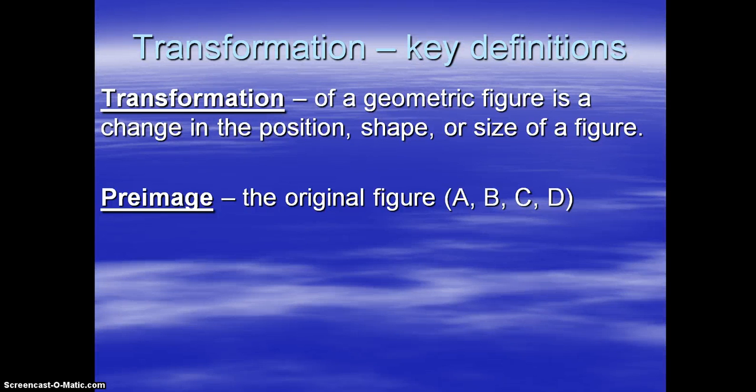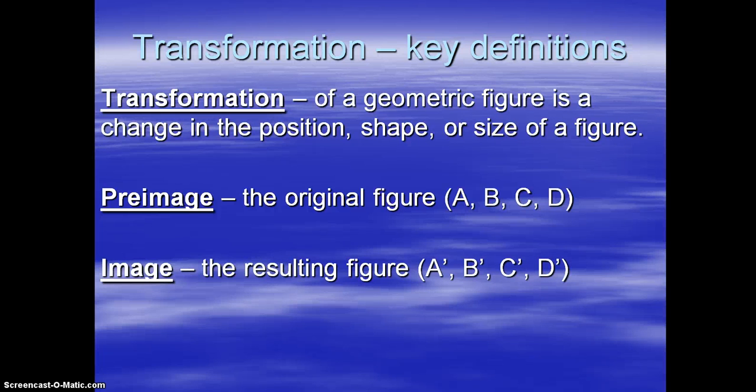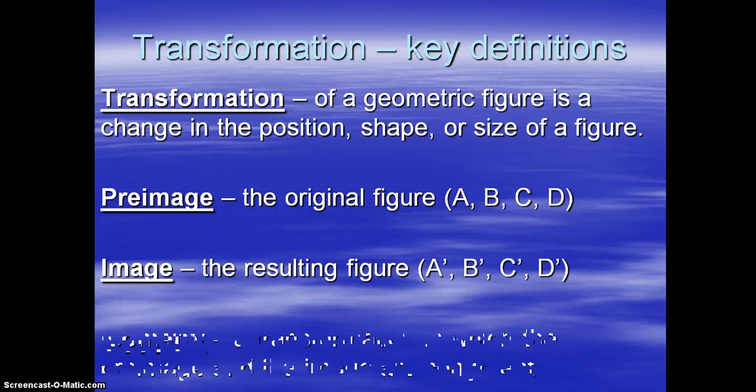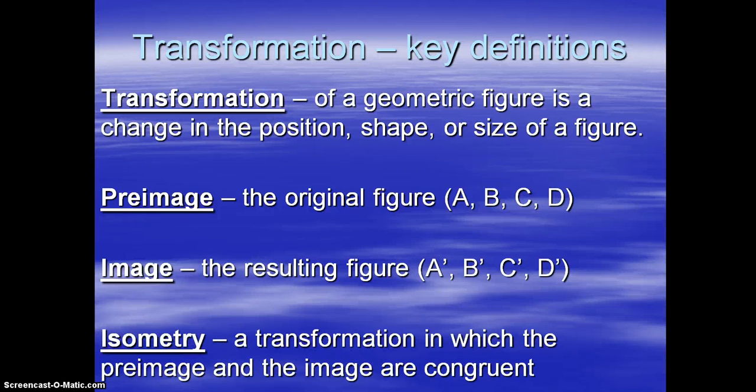The first would be your pre-image. That is your original figure that you're working with, and the vertices are noted such as A, B, C, D, and so on. Then we'll perform a transformation, and we will get something called the image, and that is our resulting figure. As you can see, our notation changes, and now that becomes A prime, C prime, and so forth.